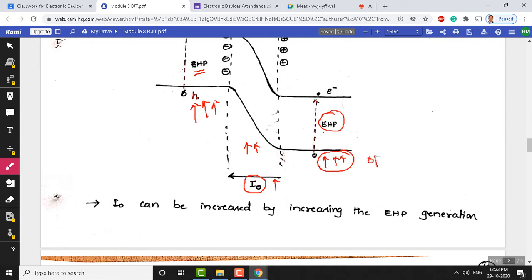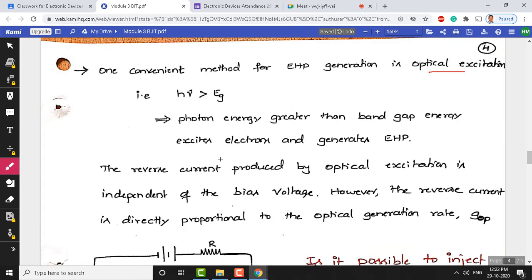This is nothing but optical generation. The generation rate, G_OP, if you increase this generation rate, then definitely the electron hole pairs generated keep increasing, and that increases the reverse saturation current to a larger extent. Okay. That is what we are trying to clear here.